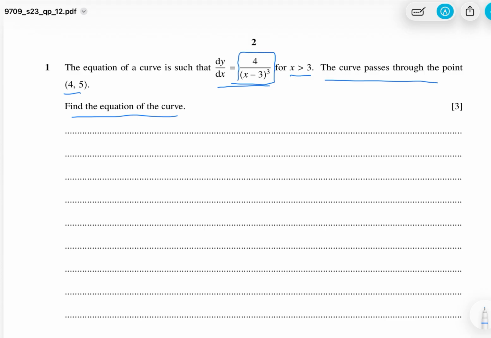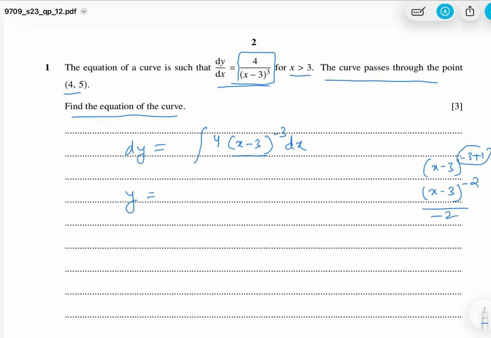So let's integrate this. We have to integrate 4(x minus 3) to the power minus 3 dx, yes or no? We have dy equals to this. So y equals to, now think with me, learners. What do I do to integrate this function? I should add 1 to the power, that would give me (x minus 3) to the power minus 2, and then divide it by minus 2. So we add 1 to the power and divide by the answer of that.